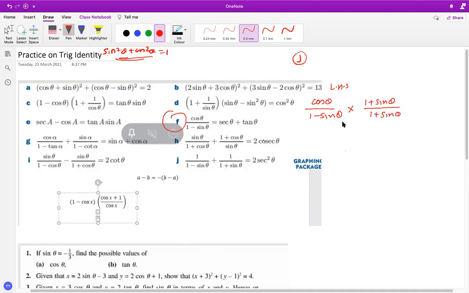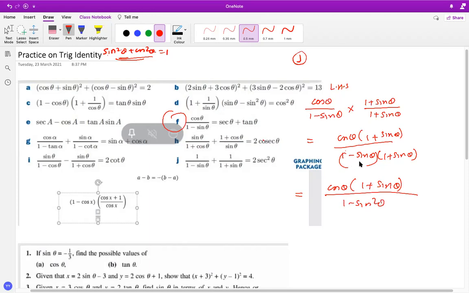Now as a result of this, in the denominator we get (1 - sin θ)(1 + sin θ), and in the numerator we get cos θ (1 + sin θ). If you simplify this, you get cos θ (1 + sin θ) over 1 - sin²θ, because (a - b)(a + b). And now after this, we take 1 - sin²θ as cos²θ, so cos θ (1 + sin θ) over cos²θ. You simplify this, and this becomes (1 + sin θ) over cos θ.